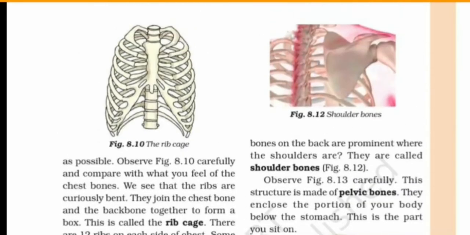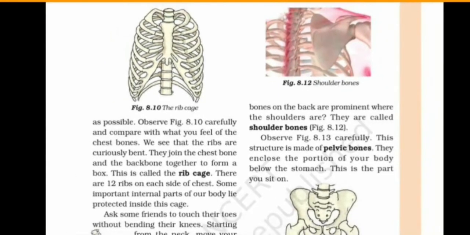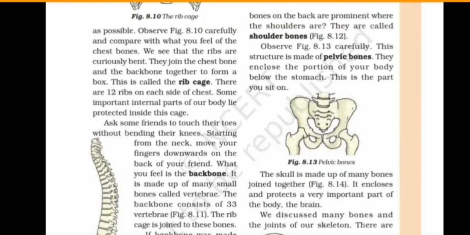You can see the protective cage, a box type, is around the heart and the lungs, and it is called a rib cage. The rib cage consists of 24 bones arranged in 12 pairs of ribs. There are 12 pairs, one on each side of the rib cage, and the total will be 24 because they are arranged in pairs. It is joined from the middle, from the chest bone to the backbone, and the middle part is known as the sternum.